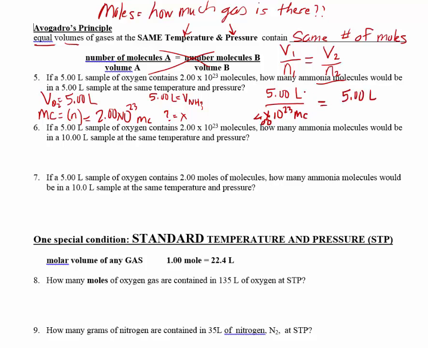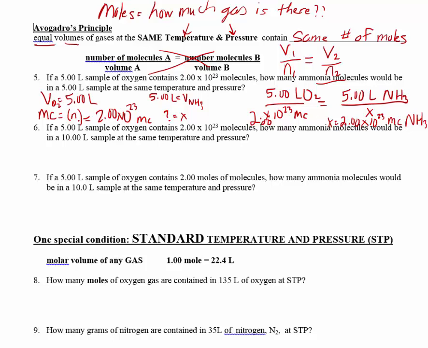and I have 5 liters, this is oxygen, this is ammonia. How many molecules are in there? Hopefully you can look at the math and realize, even though this is very messy and I apologize, that if I have 5 liters of oxygen and 5 liters of ammonia, Avogadro said if I have 2 times 10 to the 23rd molecules of oxygen, I have to have 2 times 10 to the 23rd molecules of ammonia. They're the same.